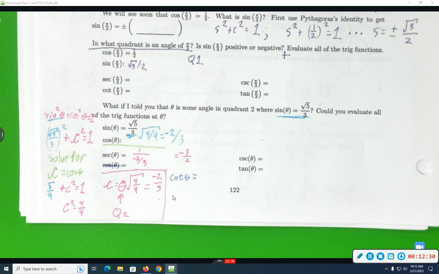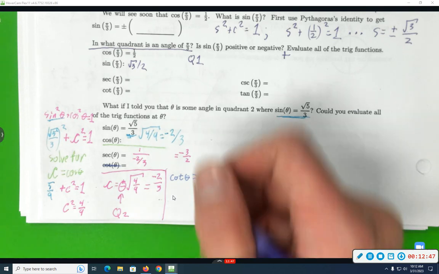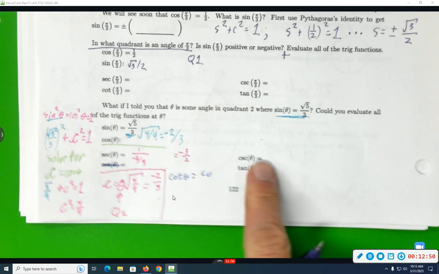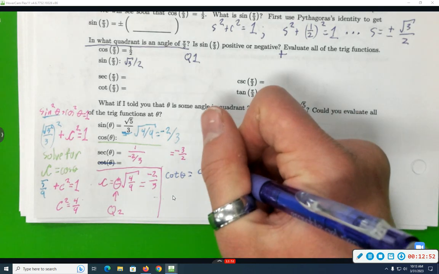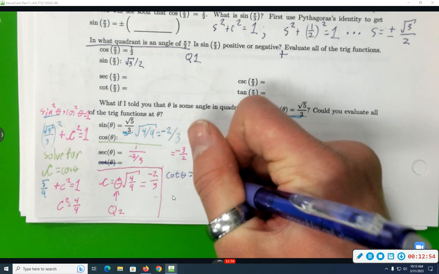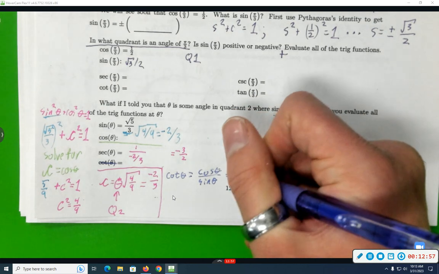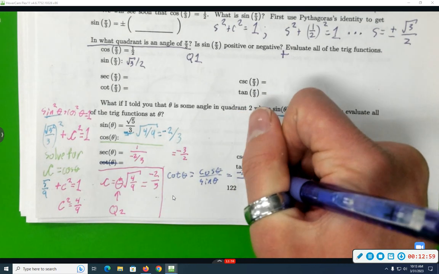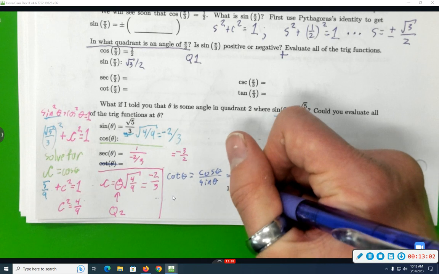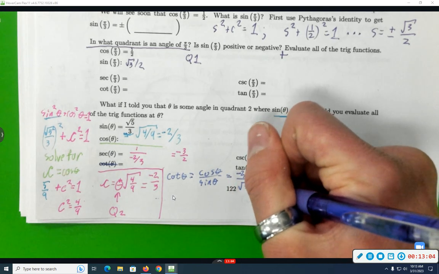Anyway, cotangent. What is cotangent equal to? I guess maybe just in terms of sine and cosine, what is cotangent? Nope, opposite. Because we're doing cotangent, I guess it would be reasonable to do cosine over sine. And I know what cosine is. It's negative 2 over 3. And I know what sine is. It is square root 5 over 3.